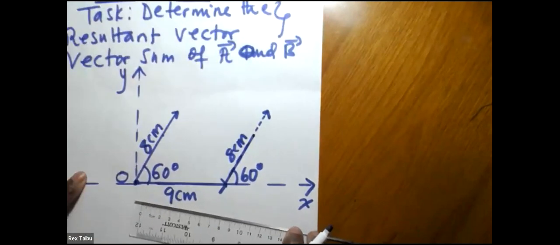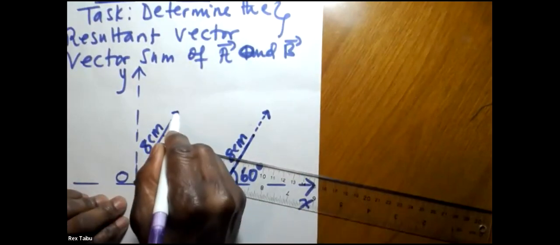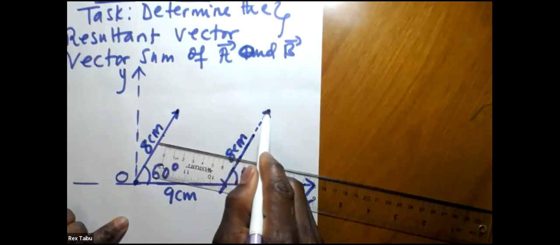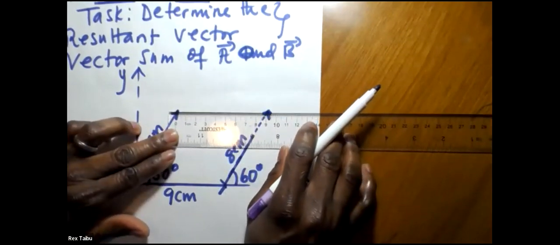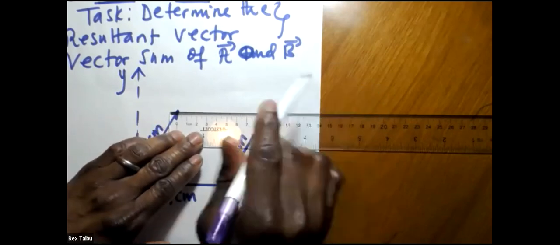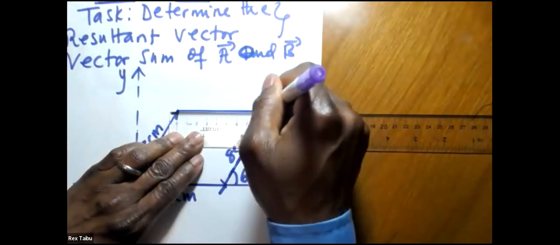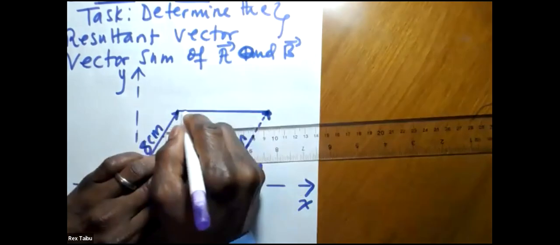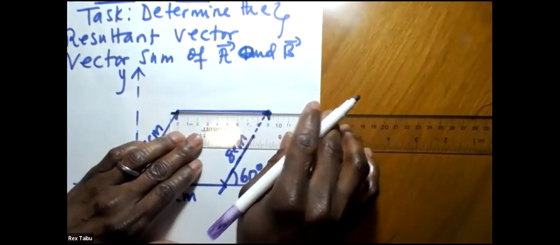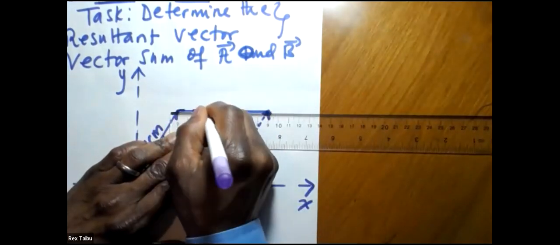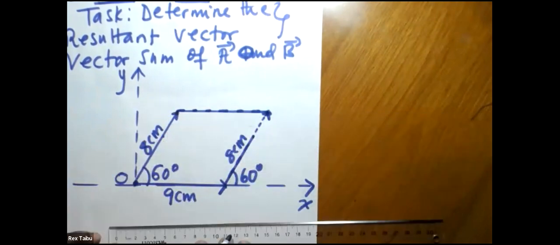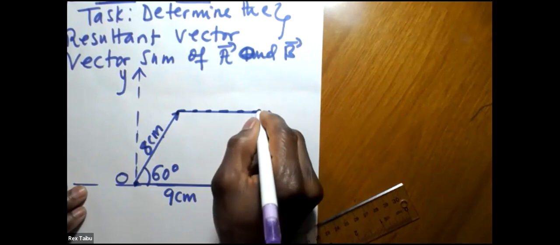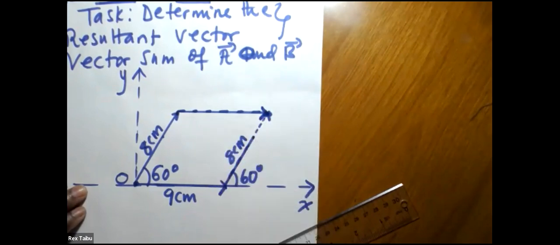Here, 60 degrees. And then you can now connect this point and this point, because now you want to complete a parallelogram. That's the idea. You want to complete a parallelogram, so connect it. Oh, again, I forgot. This has to be a dotted line. All right, so that's a dotted line there, pointing this direction.